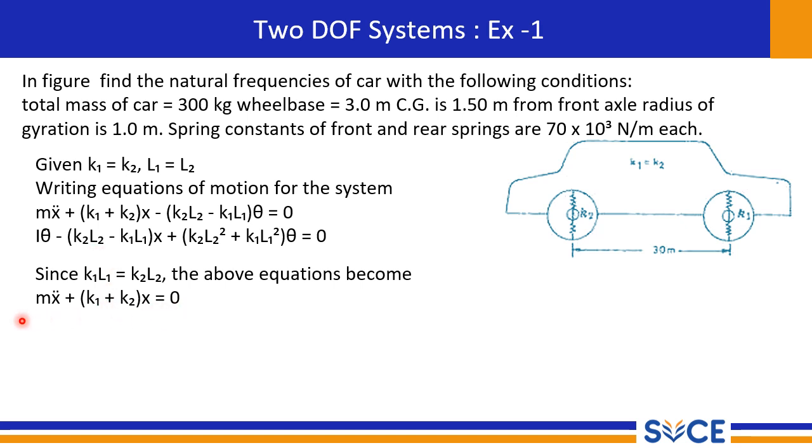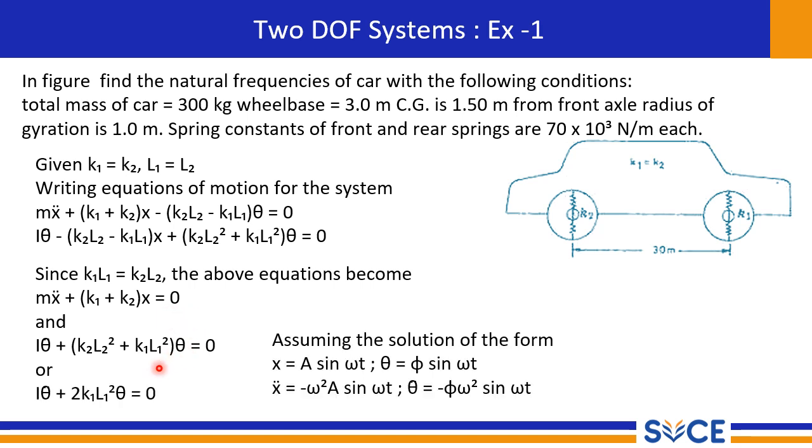The first equation now depends upon displacement x only. Similarly, the second equation changes into theta only. There is no x term in it. Now we can assume a solution for both these equations. That is, x equal to A sin omega t, theta equal to phi sin omega t.